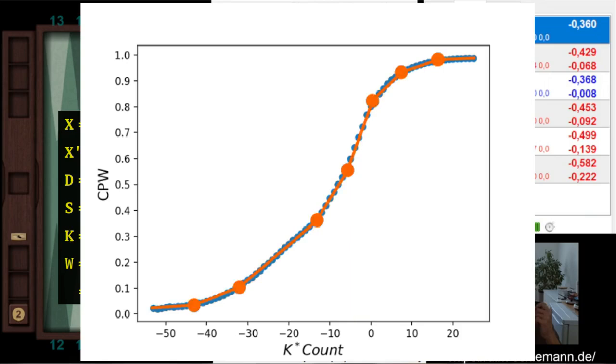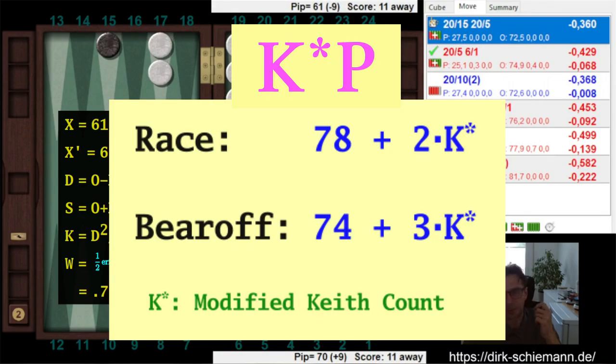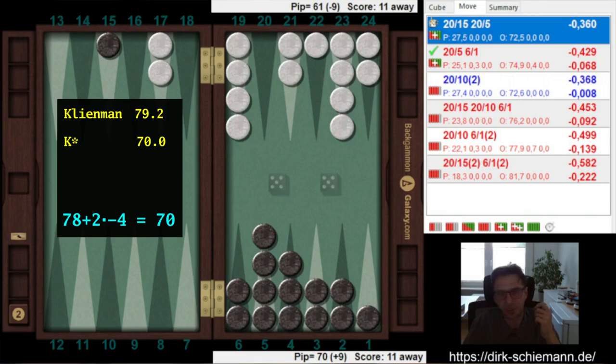You need to remember key values and interpolate, just like Klineman, and even if you manage it, the overall mean error is 12.4, slightly worse than Klineman. Instead, here's something simple you can compute over the board, K star P. Divide the space into bear-off and non-bear-off, and use these two simple formulas: 74 plus 3 times the K star count for bear-off, and 78 plus twice the count for race.